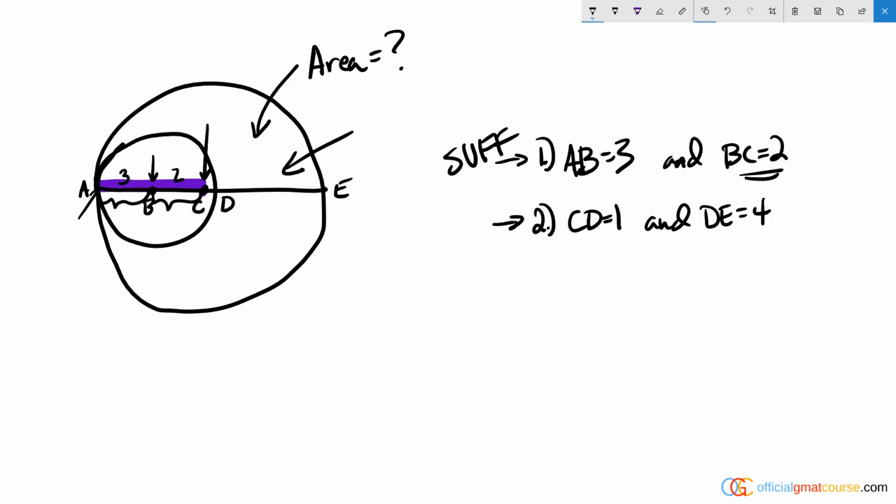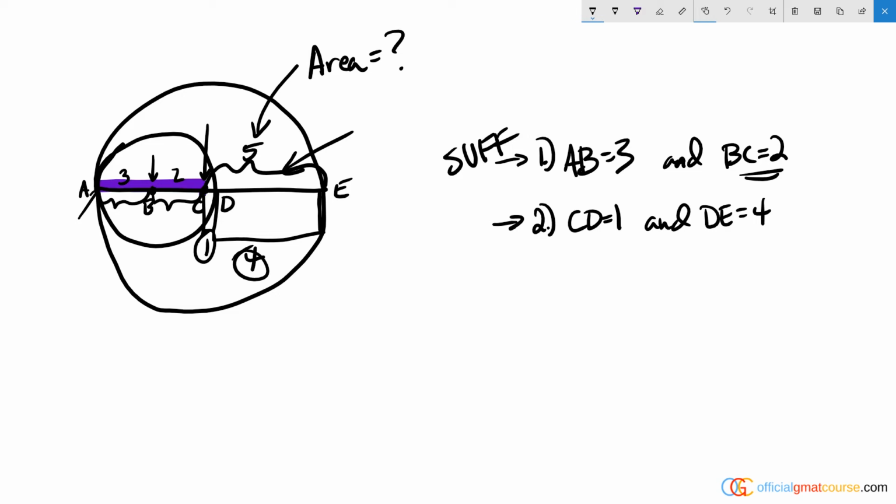So statement 2 on its own, what does it give us? It says that CD equals 1. So if we look at CD, C to D is from the center of the larger circle to the edge of the smaller circle. And if that equals 1, that's not very helpful. But then we find out that D to E equals 4. And what this tells us is the distance from the center of the larger circle to the edge of the outside is a distance of 5, a total of 1 and 4. And that means that we can solve the area of the larger circle.